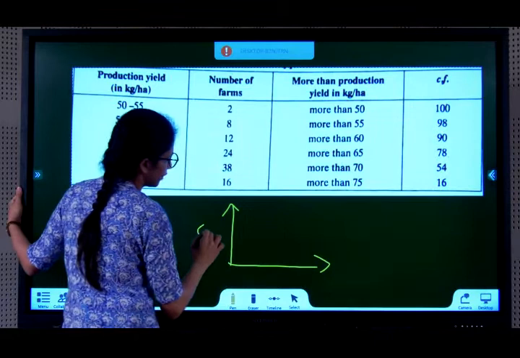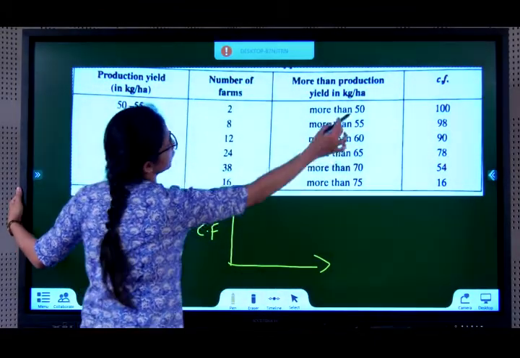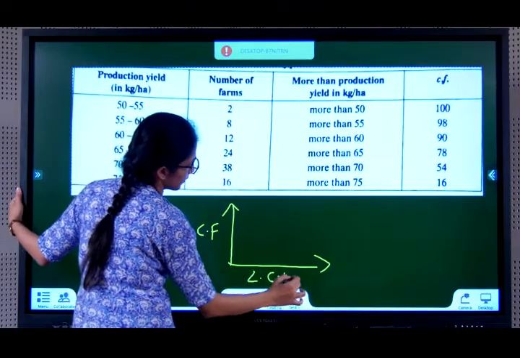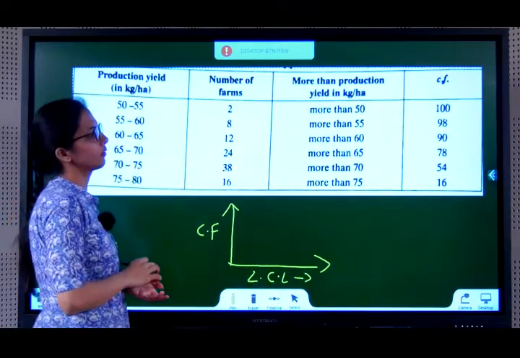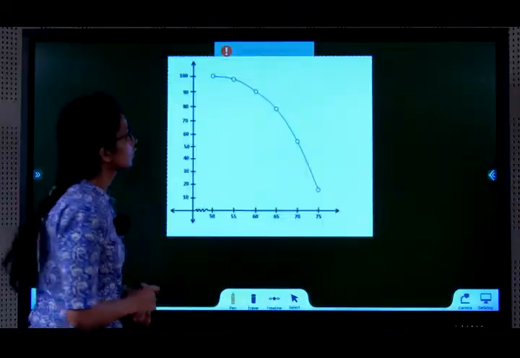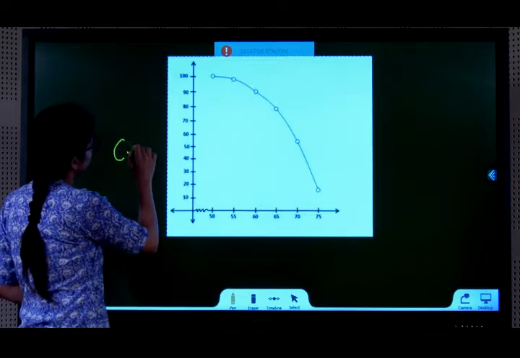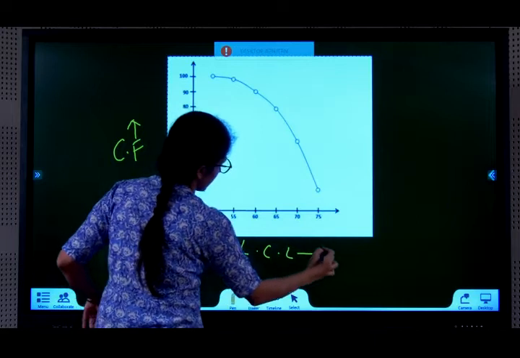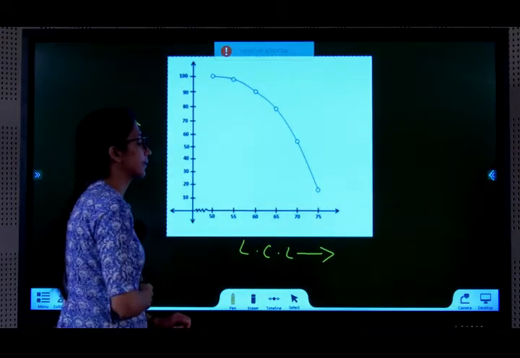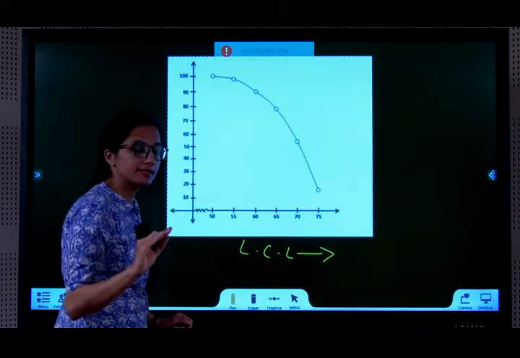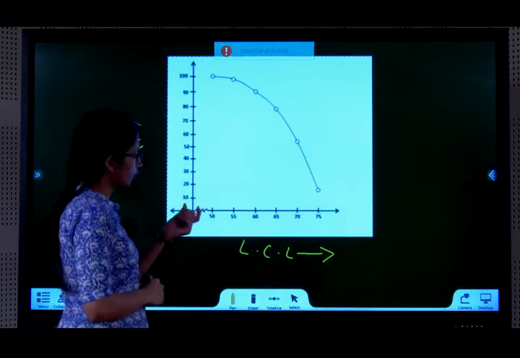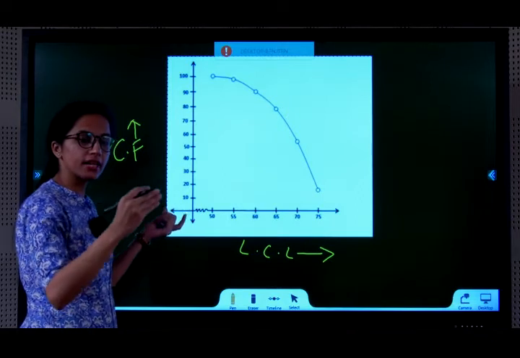So take the cumulative frequency here and take this 50, 55, 60. So what are those? Lower class limits. Take it here, plot it, we'll match the graph. So while plotting the graph, we take the cumulative frequency here, we take the lower class limits here and we plot. You get a graph something looking like this. While taking the lower class limits, you can see it starts from 50, 55, 60 and so on. So you don't have to plot 0, 5, 10, 20.